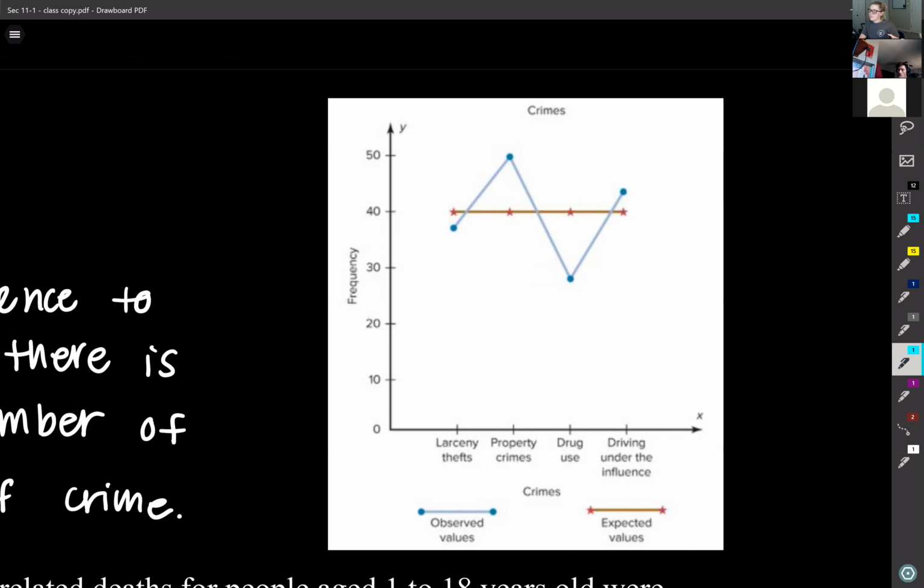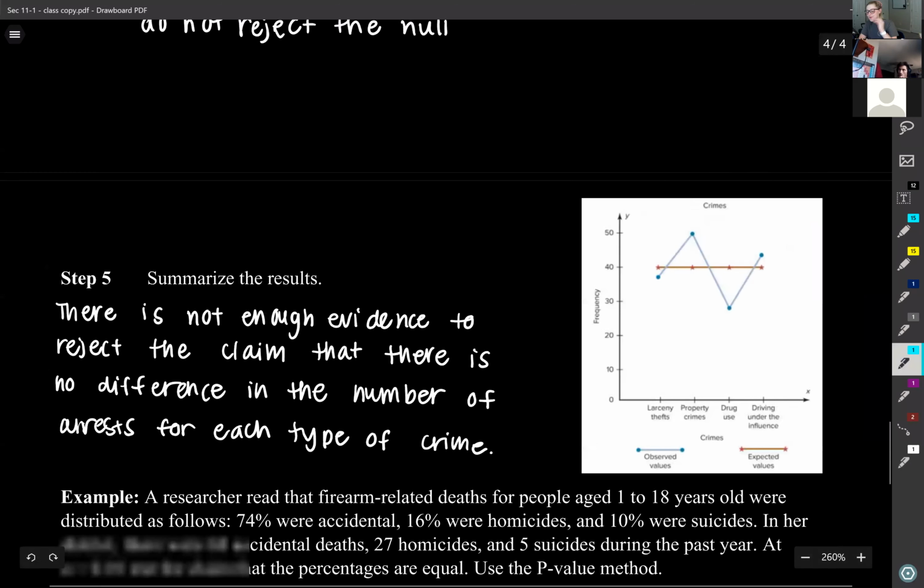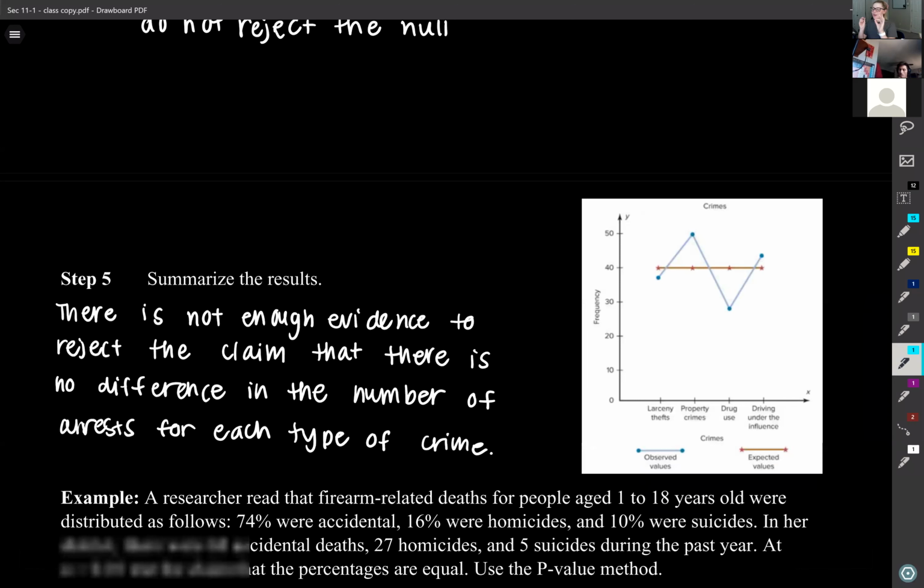Hold on, let me get my words correctly. Sorry, we didn't have enough evidence to reject the claim that there is no difference here, or that they're the same. And that makes sense because these are pretty different. They're not really close. So by looking at a chart, you can see that these are pretty far. That might help if you look at the expected versus observed values on a graph.